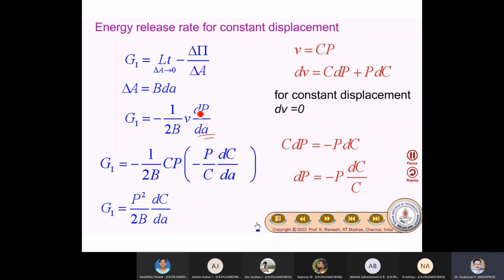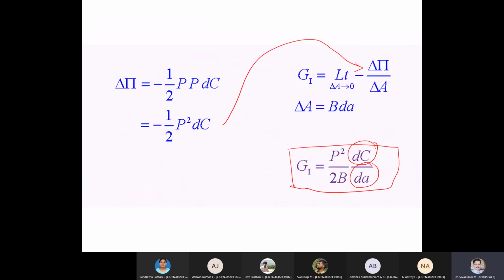So the dp by dA, okay, so 1 by 2b. For v, I can put Cp. dp by dA is p into dc by dA. I can do that here. You can see here, once you solve it, you will get G1 is equal to p square by 2b dc by dA. So either through constant displacement or through constant load, you will get the consistent G.